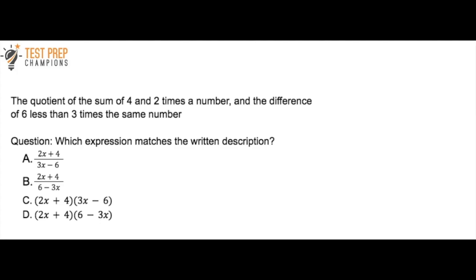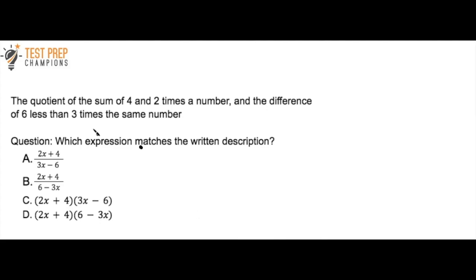Okay, so next we have a problem that says the quotient of the sum of 4 and 2 times a number and the difference of less than 3 times the same number. And the question says which expression matches that written description. So we're basically going to translate this written description into math terms, into an expression. A, B, C, or D. So I'd like you to pause the video. As always, try this out and then we'll go over it.